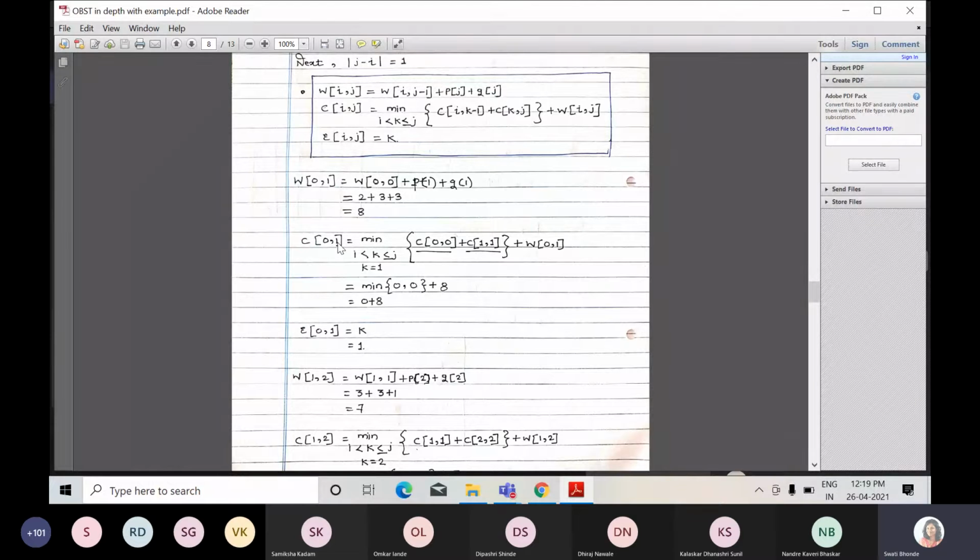परत मी ओरडून ओरडून सांगते, C of 0 1 जेव्हा आपण लिहितो, i equal to 0 आणि j equal to 1 आहे. k ची व्हॅल्यू i पेक्षा मोठी असली पाहिजे आणि j पेक्षा इक्वल किंवा छोटी असली पाहिजे. म्हणजे 0 1 असेल तर इक्वल चालते, म्हणजे k equal to फक्त 1 येऊ शकतो. तर साधी गोष्ट आहे, k equal to 1 ही व्हॅल्यू फक्त ह्या फॉर्म्युलामध्ये पुट करायची. फॉलो माय माउस पॉइंटर. ओके.